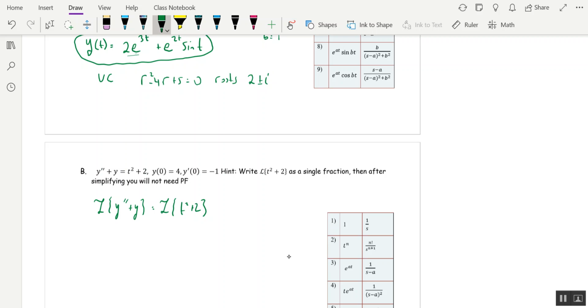So using formulas 19 and 20, s squared big Y minus sy of 0, that would be minus 4s, plus, sorry, minus y prime of 0, but y prime of 0 is negative 1, so this is going to give me a plus 1, plus L of little y is big Y equals L of t squared is 2 over s cubed, and L of 2 is 2 over s. So I'll write that as a single fraction. I need to multiply this second guy by s squared over s squared.